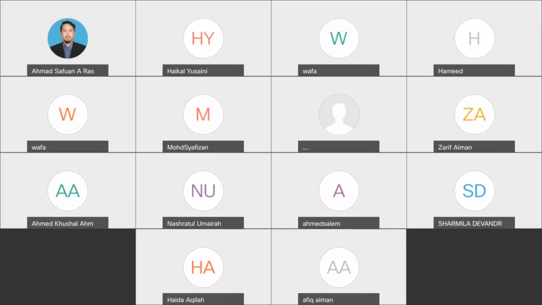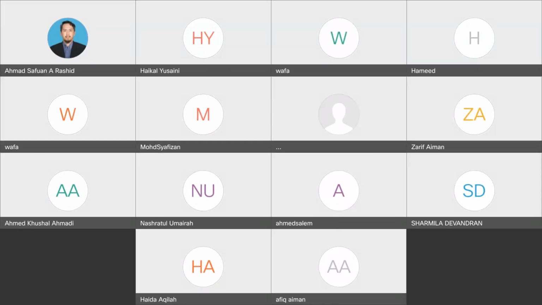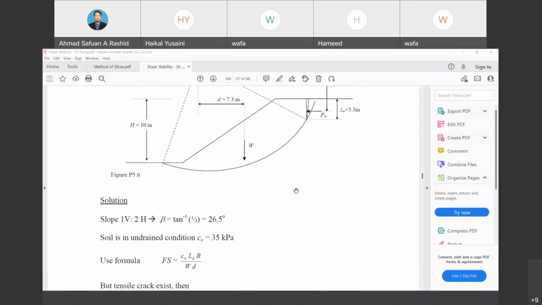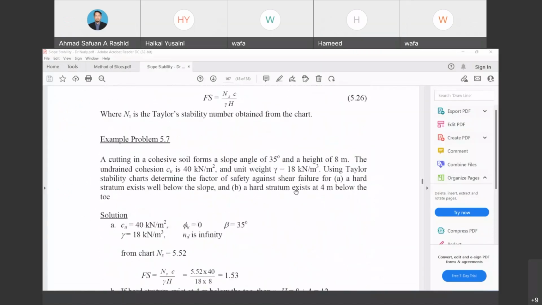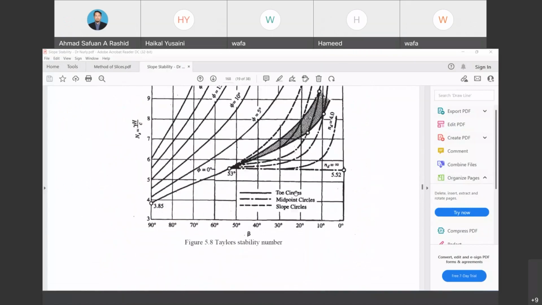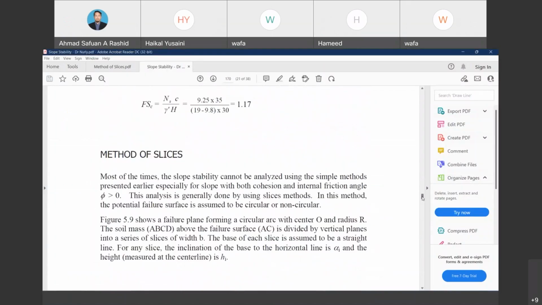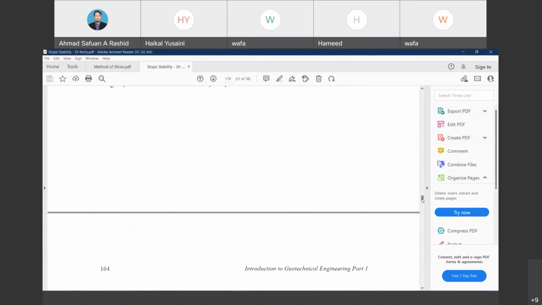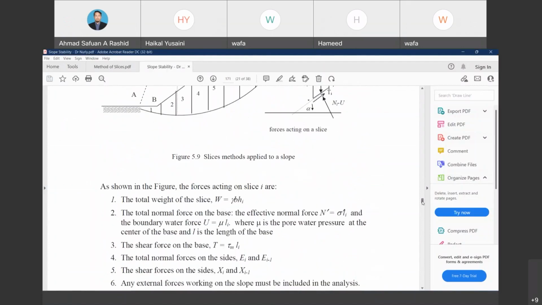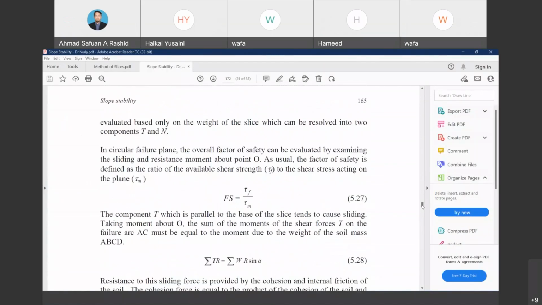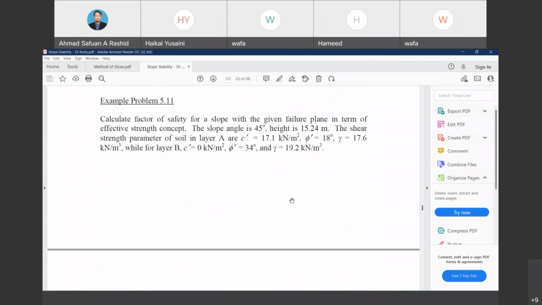Wait, I want to open Dr. Noli's example. In this example, we look at the method of slices. I guess there is no need to explain it anymore. We just look at the example.